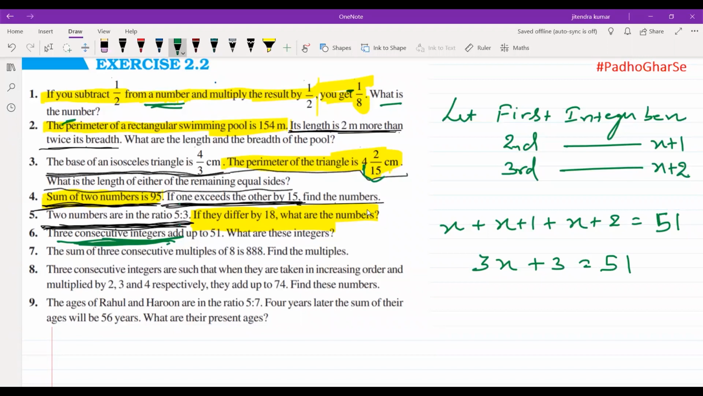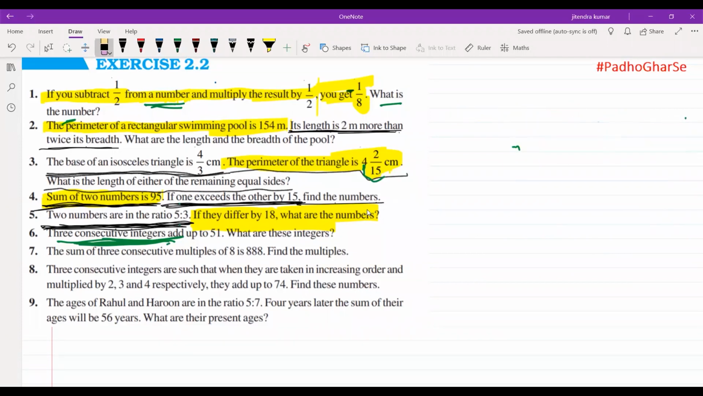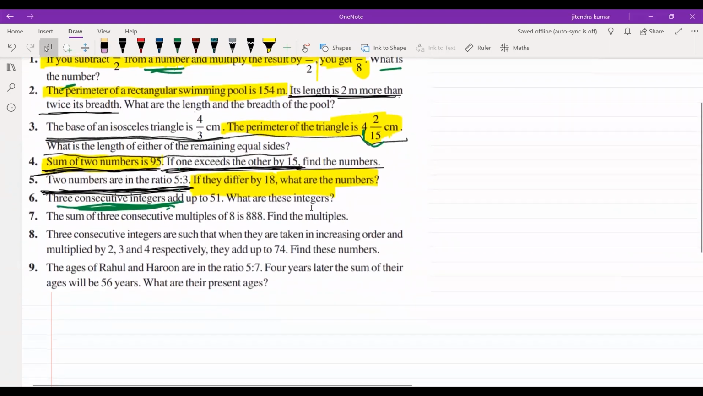Ansa, have you got the same numbers? Yes, sir. Great. So the three consecutive numbers are 16, 17, and 18. We have completed question number 6 also. Now let's move to question number 7.